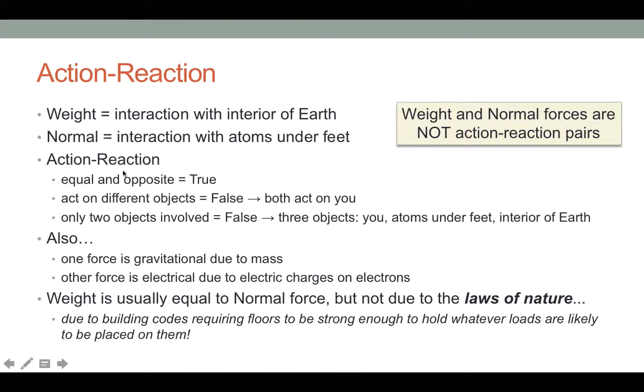Typically that doesn't happen, but that's due to the fact that we have building codes or government regulations that require that floors in buildings should be strong enough to support whatever load is likely to be put on them. And that's not a law of nature. That is a building code. So while this is typically the case, that weight usually is equal to the normal force, that is not a fundamental law of nature. It is not due to Newton's third law.